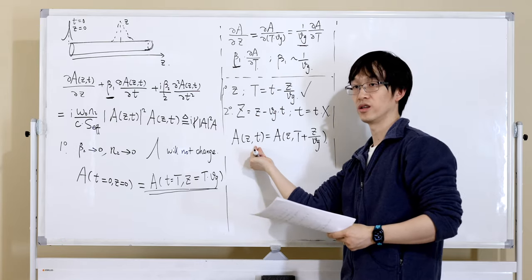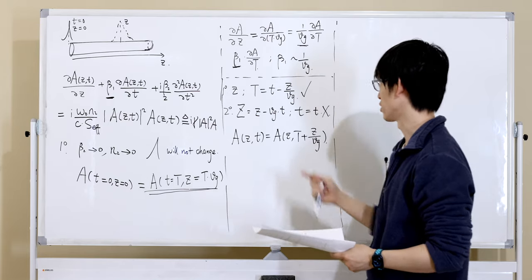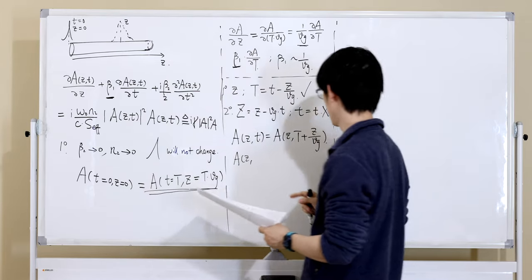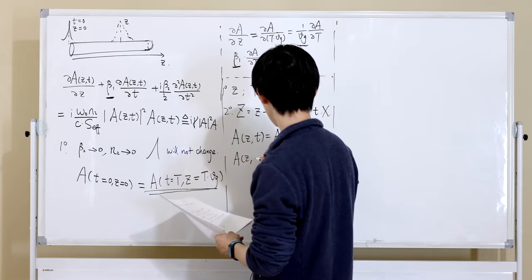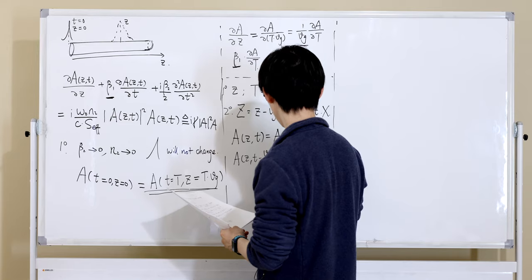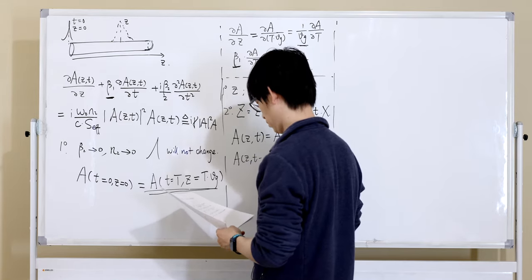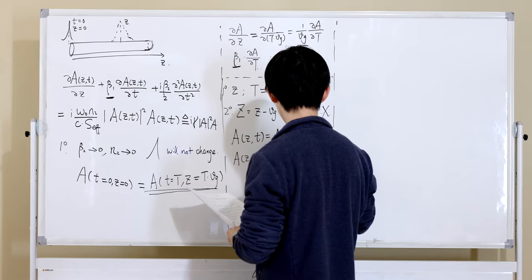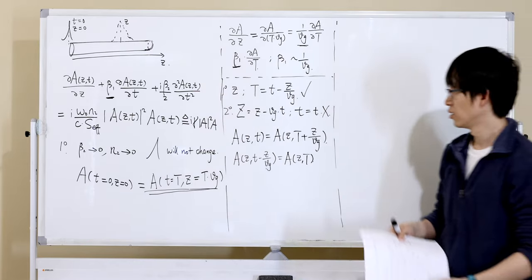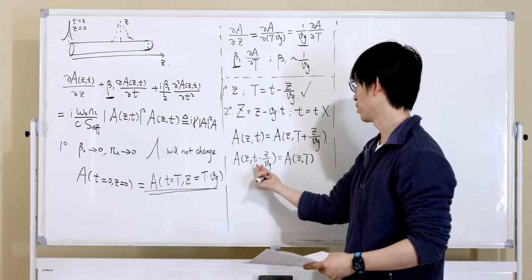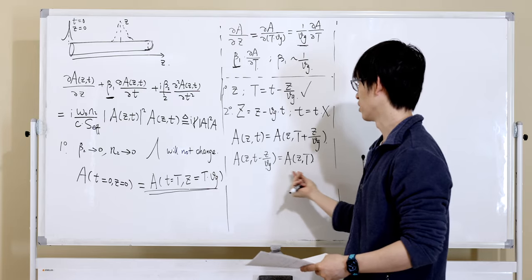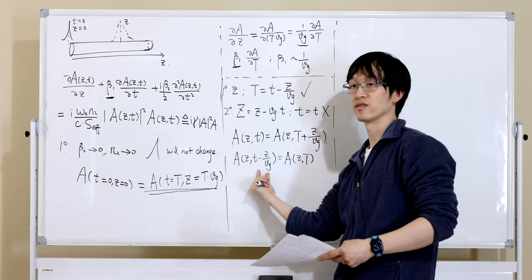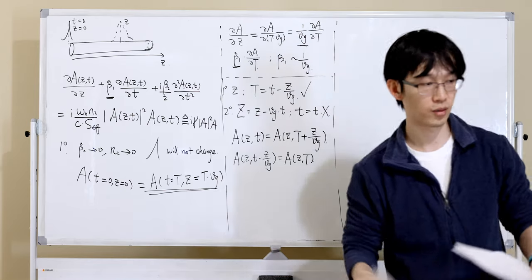we no longer want to solve for t, we want to solve for capital T, because we redefine this. So you can easily get it: you just subtract z divided by vg on both sides, so T equals t minus z over vg, and A(z, T) equals A(z, t). And this is how you connect two different frames. The waveform at t is connected with the waveform at capital T by this offset, so it's a co-propagation frame in the time domain.